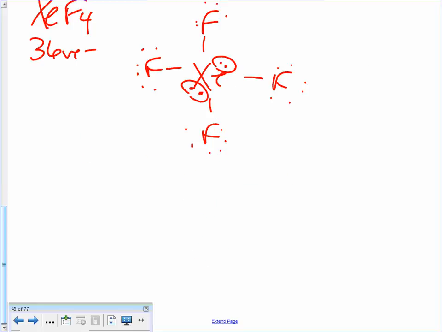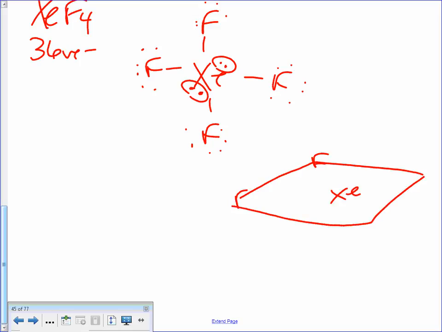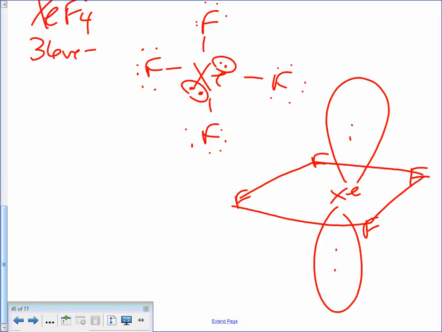This shape is weird though. This shape looks like this. I'm going to try to use my 3D drawing skills again. It's a flat square, with a lone pair that's invisible and a lone pair that's invisible. But if you look at it, it's a square and it's flat. Alex, what is this one called? It's a flat square. Square planar, right. Square planar, square plane, okay?